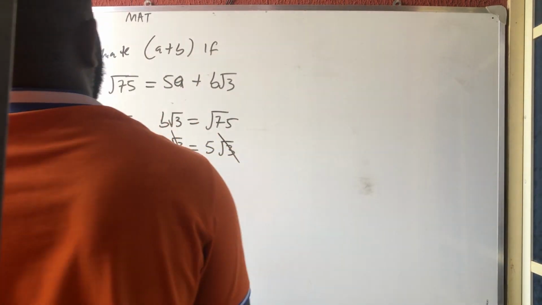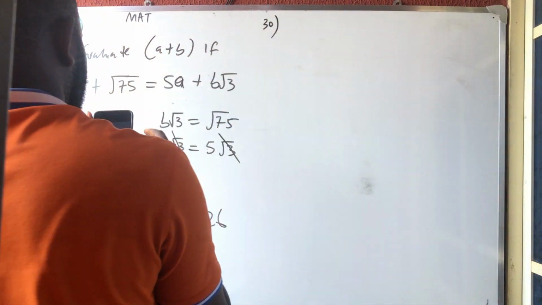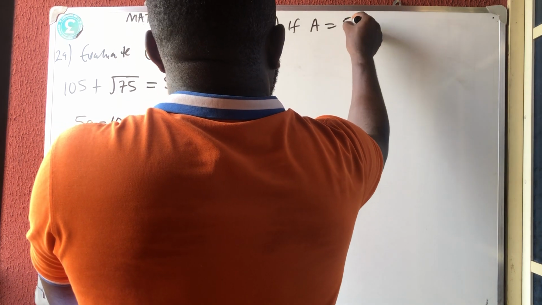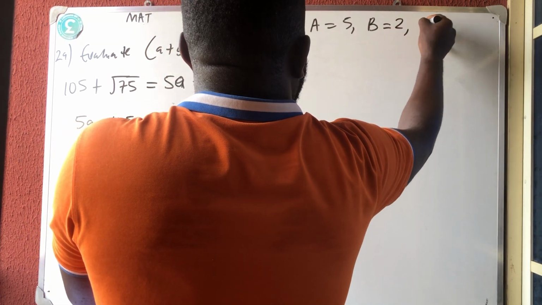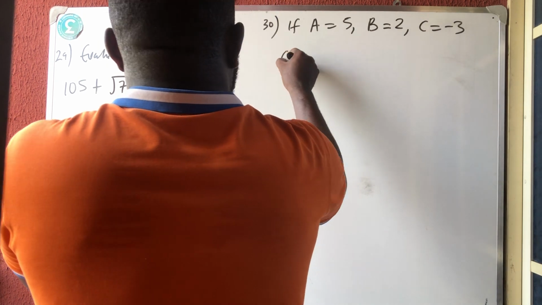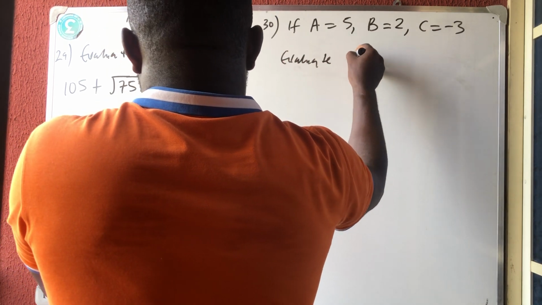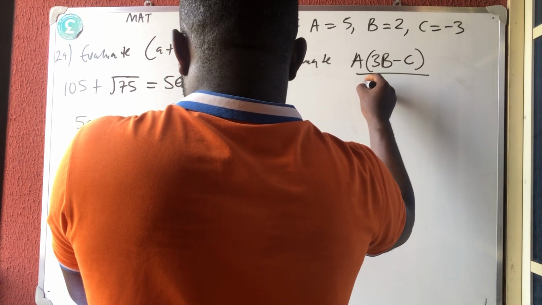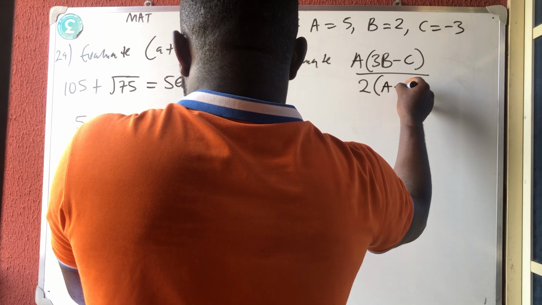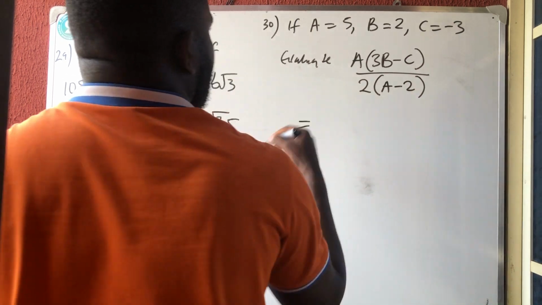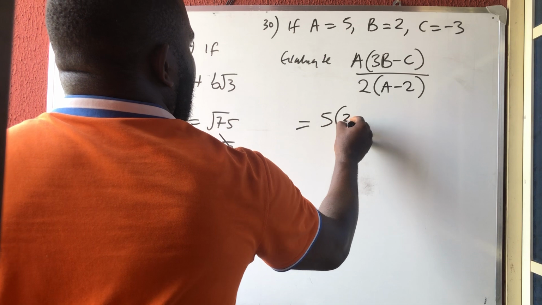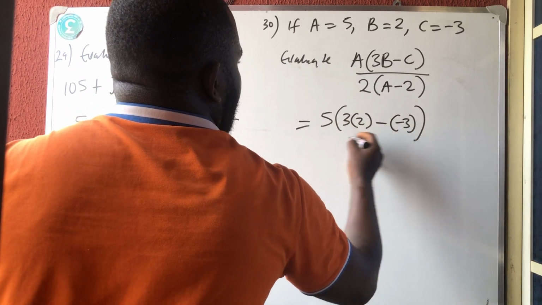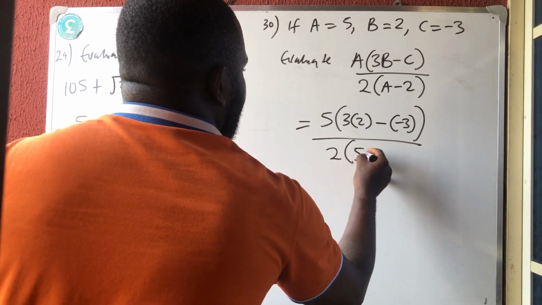Number 30. Number 30 said that if a is equal to 5, b is equal to 2, c is equal to -3, they say evaluate a bracket 3b minus c all over 2 bracket a minus 2. Okay, simple. Just put everybody now. 5 into 3 into 2 minus into -3, everybody over 2 into 5 minus 2.